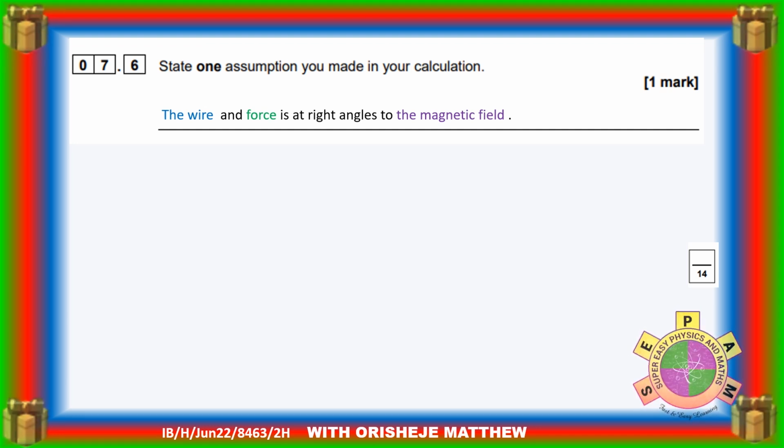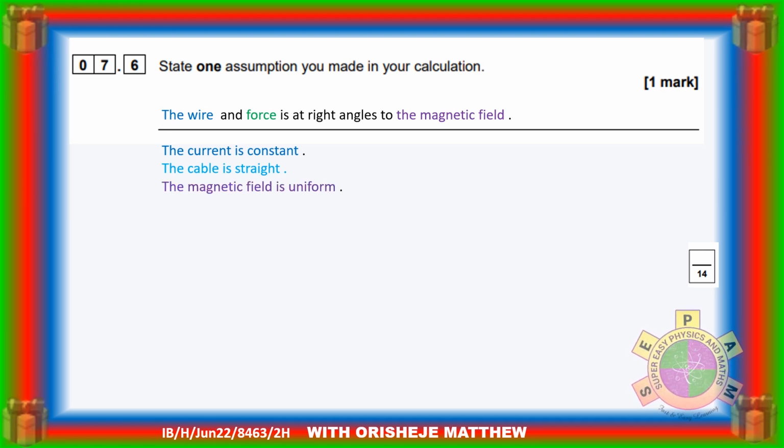So the current is constant, the cable is straight, the magnetic field is uniform. So that is when this law can be applied. So with all these points, you have looked at question 7, which has 14 marks. So we've been able to look at each of them.